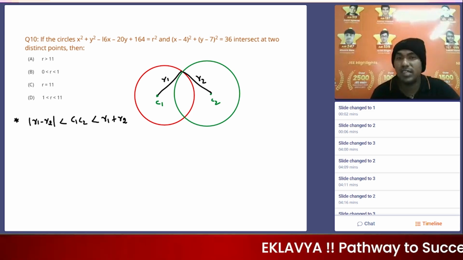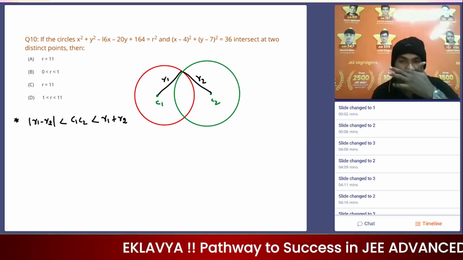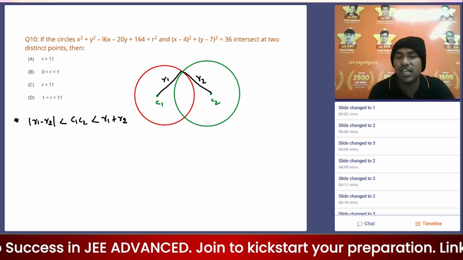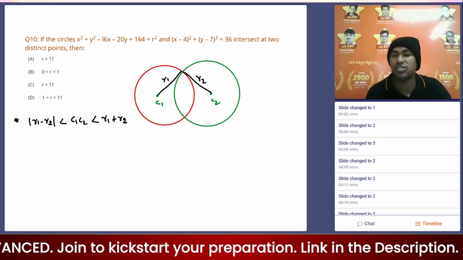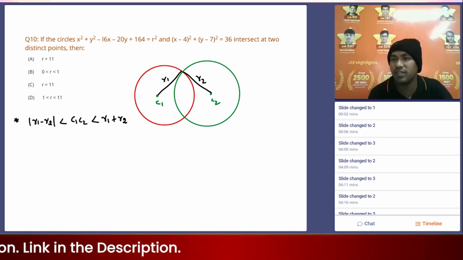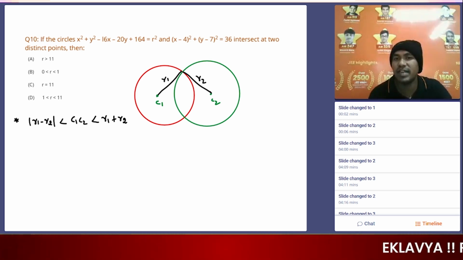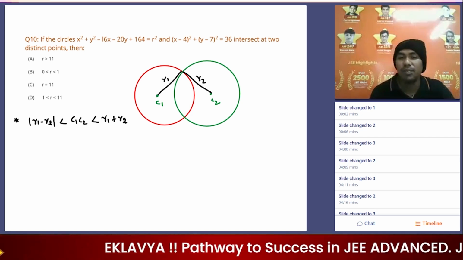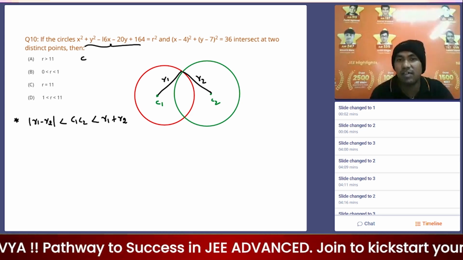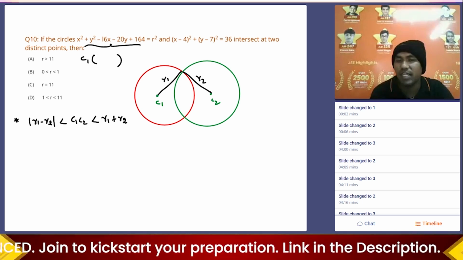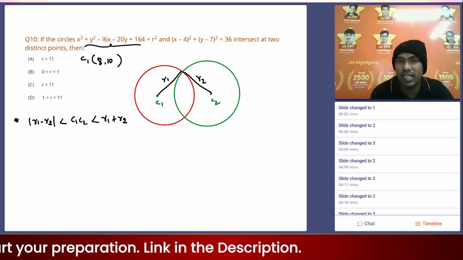Now if you take the centers for this one, how you will take? By comparing with the general equation of circle. What is our general equation of circle? Yes, x square plus y square plus 2gx plus 2fy plus c equals to 0. And what is our center? Minus g comma minus f. What is our radius? Root over g square plus f square minus c. Now by taking that, for this circle equation, you will get our center. What is our center? Minus g comma minus f, that will become 8 comma 10.